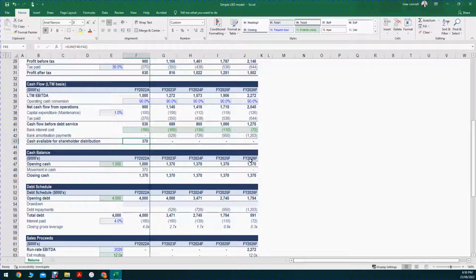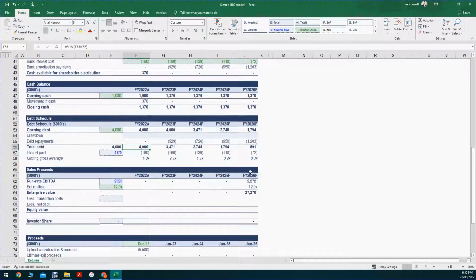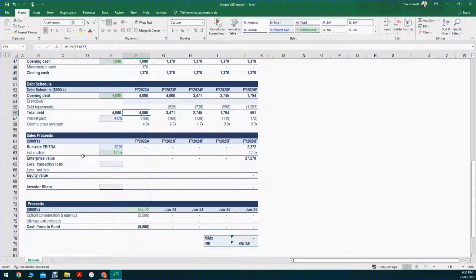Now, okay, so we've done our cash balance. Notice the cash is significantly lower because we're using all of our excess just to pay down the debt. And notice how our debt schedule here, our debt's being slowly paid down, so we almost have no debt by the time we get to exit. And now we can finally calculate our exit price.